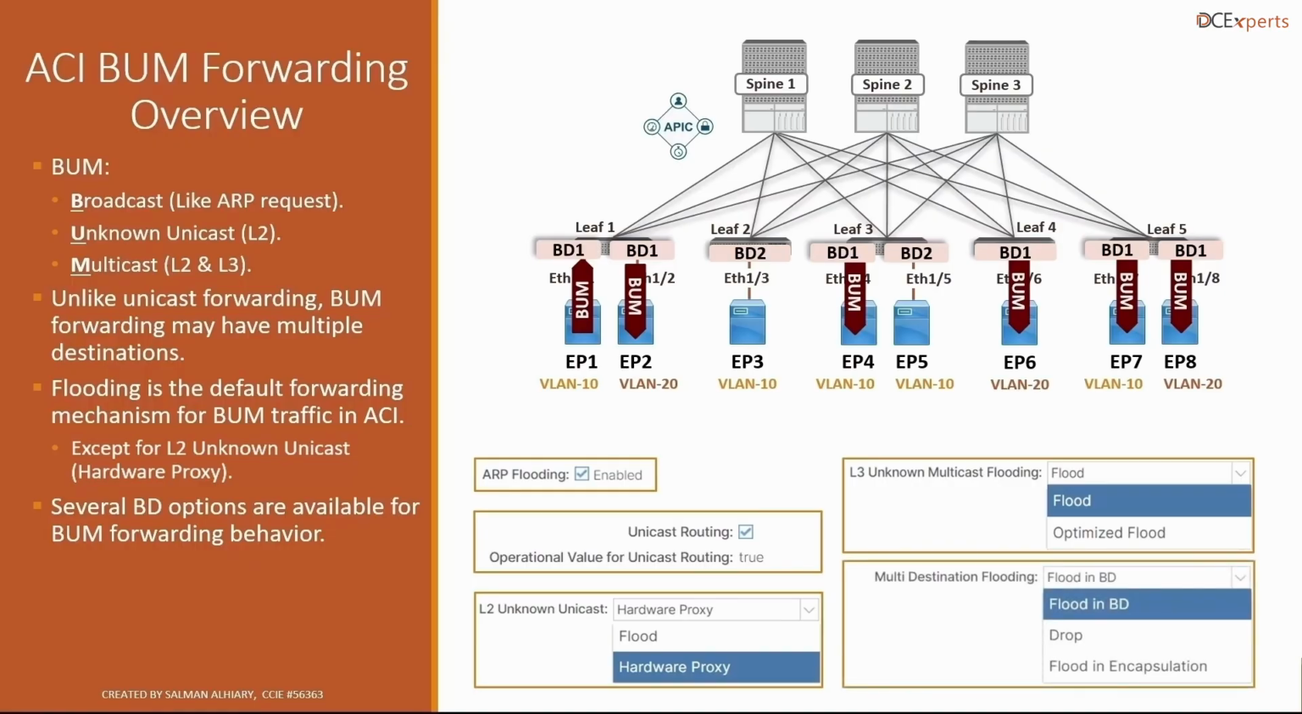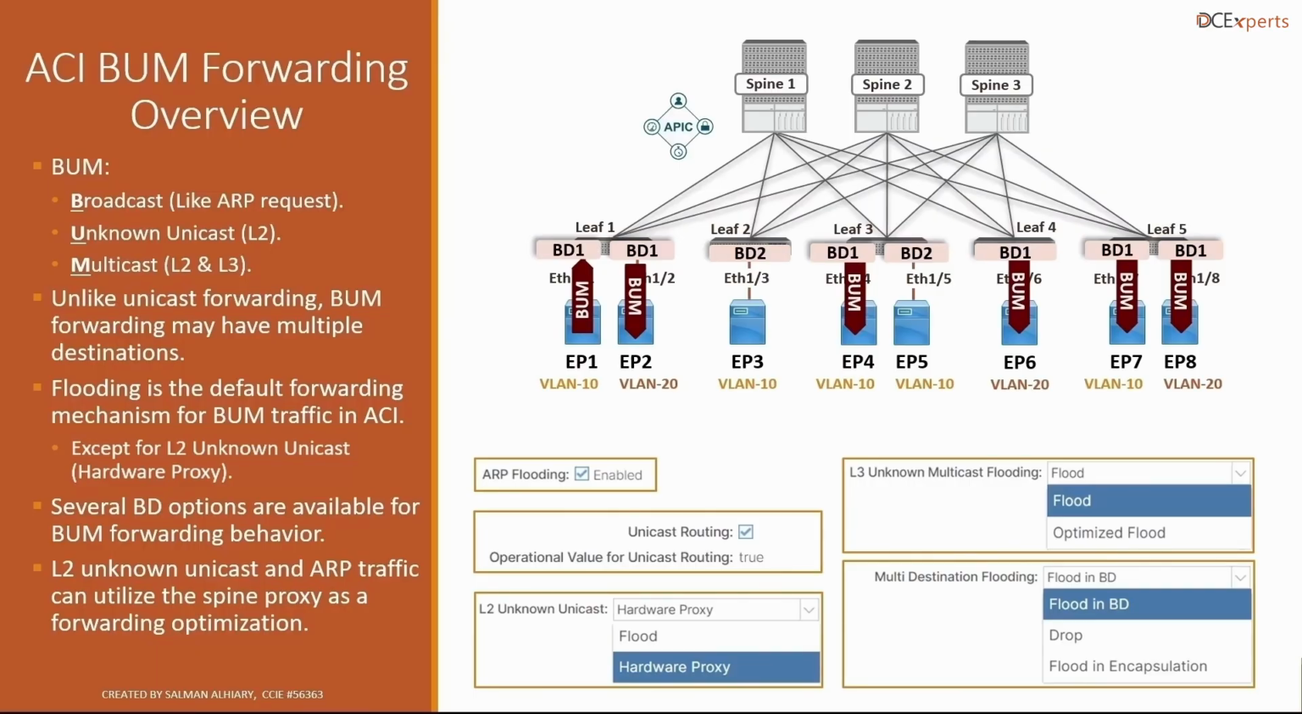Also, we have multi-destination flooding. We have three options: flood in bridge domain, drop, or flood in encapsulation. Multi-destination traffic here means layer 2 multicast and broadcast traffic except the ARP traffic, okay? Because the layer 3 multicast is the previous option, and the L2 unknown unicast is also in a separate option, along with ARP flooding. Note that the L2 unknown unicast and ARP traffic can utilize the spine proxy or the hardware proxy as a forwarding optimization.